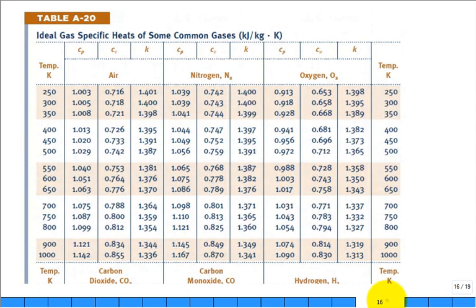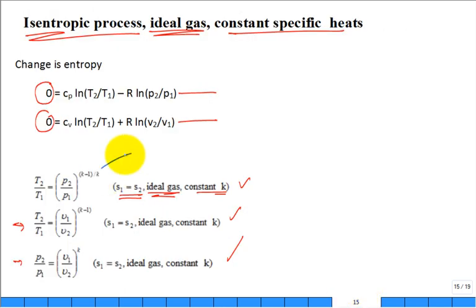Also, you're reminded that you probably spent some time in table A20, if you needed to find the specific heat, C sub P, C sub V, or ratio of specific heats. Somebody says, I understand all the terms in this equation, but I sure don't remember what K is. What is K? The ratio of specific heats, is it not? It's defined as C sub P over C sub V.